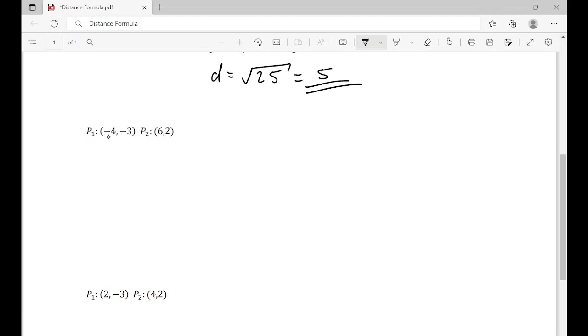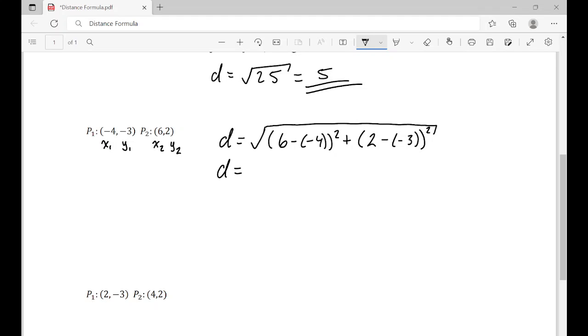Next, we have the points -4, -3, and 6, 2. Again, label them if it makes it easier for you. Nothing wrong with that. And once you do, just plug them in. So again, the distance is going to equal the square root of (6 minus -4) squared plus (2 minus -3) squared.